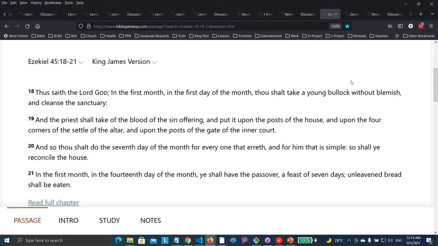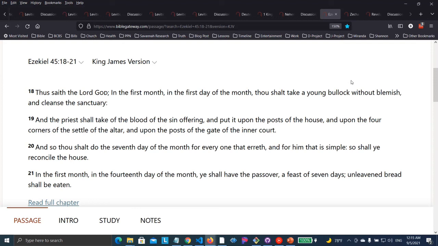Thus says the Lord God, in the first month and the first day, you shall take a young bullock without blemish and cleanse the sanctuary. The priest shall take the blood of the sin offering, put it on the post of the house, and upon the four corners of the settle of the altar, upon the posts of the gate of the inner court. And so you shall do the 7th day of the month for everyone that errs, and for him that is simple, so you shall reconcile the house. In the first month, on the 14th day of the month, you shall have a Passover, a feast of 7 days, and unleavened bread shall be eaten.